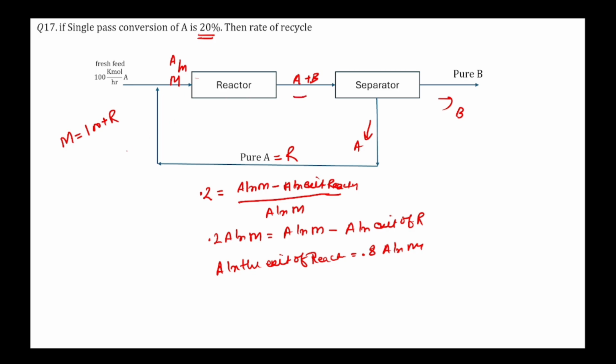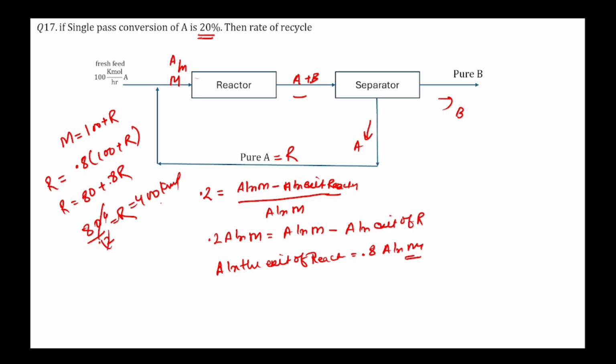So here A in the exit of the reactor will be 0.8 times (100 plus R). This is the value of recycle only. So okay, that is A in M. So R is equal to 80 plus 0.8 R. So 80 divided by 0.2 is equal to R, which is 400 kilomole per hour.